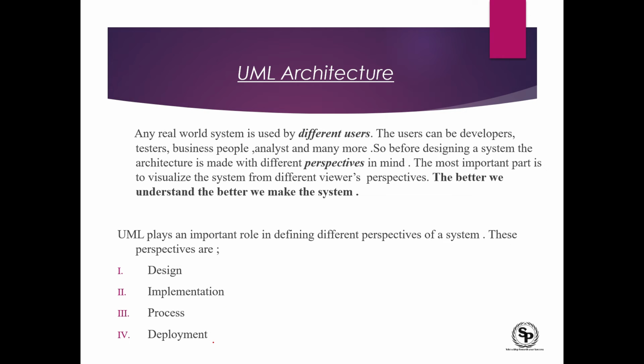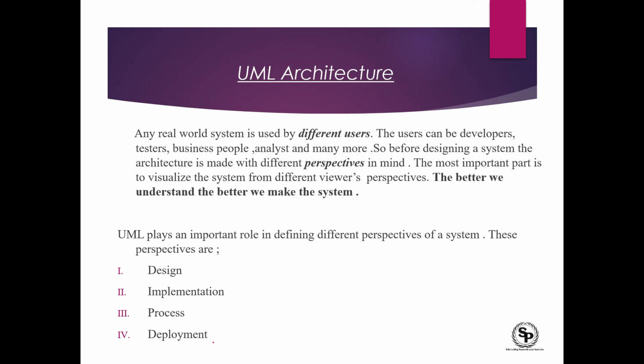UML architecture. क्या होता है UML architecture? जब हम किसी any real world system, किसी सिस्टम को बना रहे होते हैं, so that is used by different users. Any real world system is used by different users. The users can be developer, tester, business people, analyst, and end users, naive users we can say. Before designing a system, the architecture is made with different perspectives in mind, keeping them in mind before designing any software system.